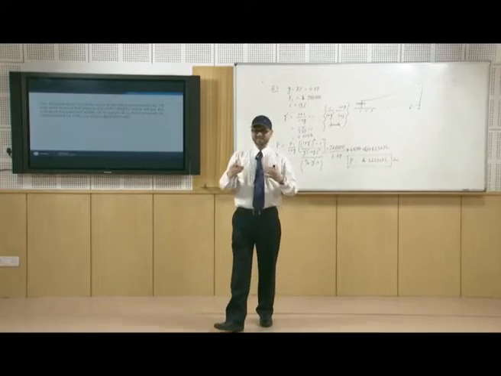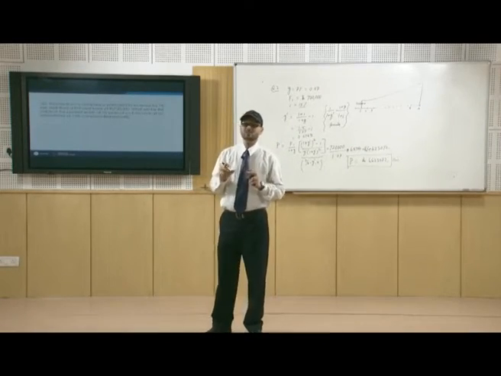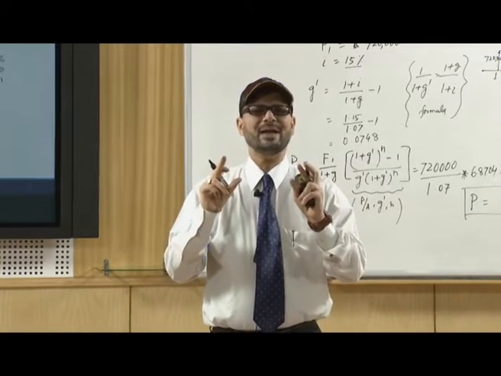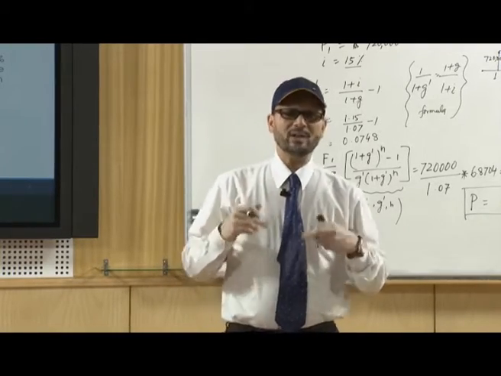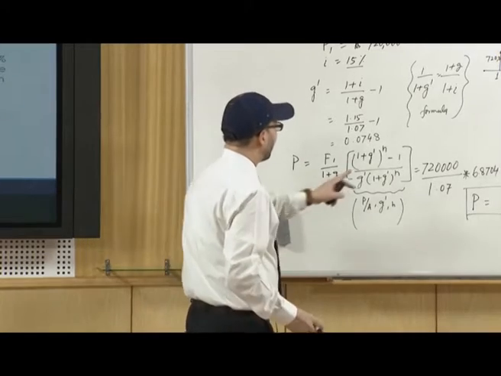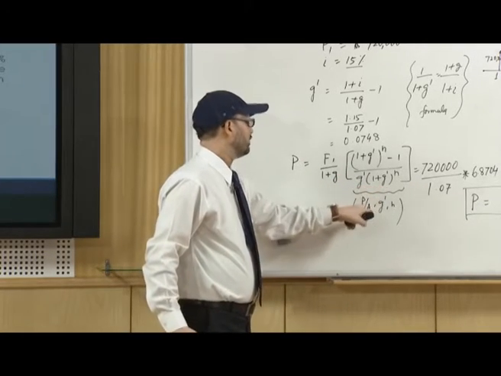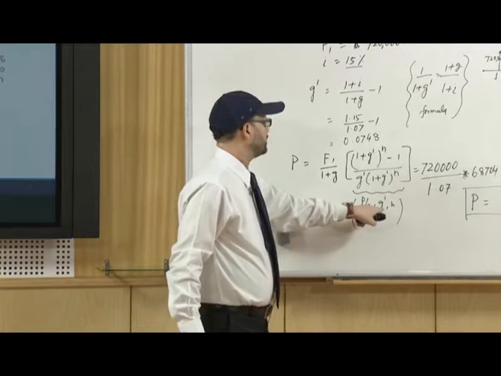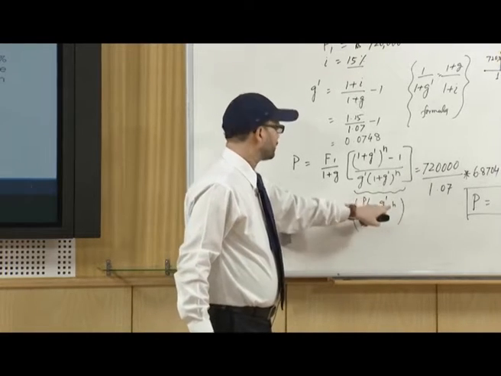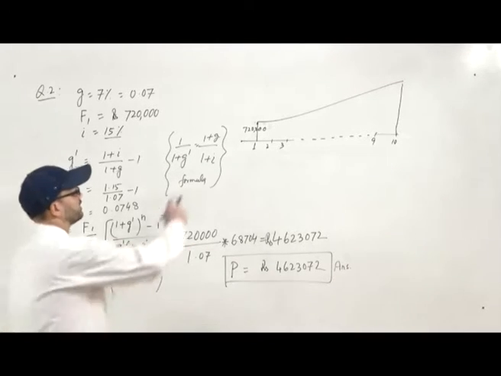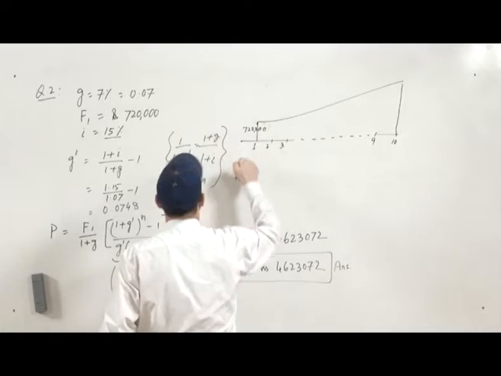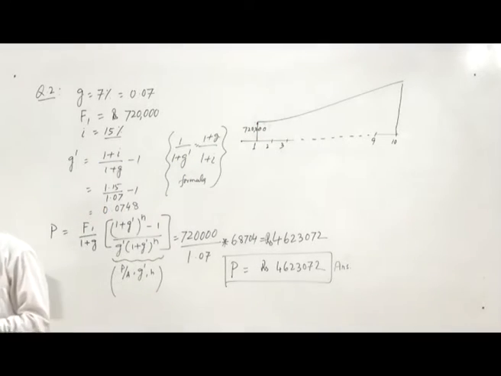So, in such cases what we have seen is, first of all, depending upon the value of I and G, you have to calculate G prime. Once you get G prime, you get the factor value of P by A G prime n. Once you calculate this, it will be multiplied with F1 upon 1 plus G, and that gives you the present worth of such a geometric series.